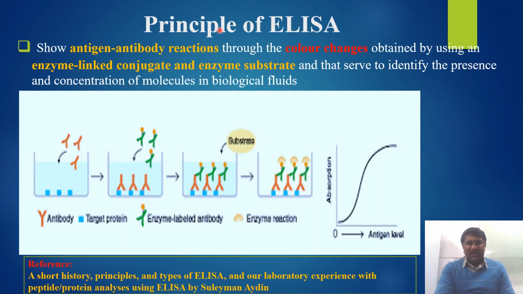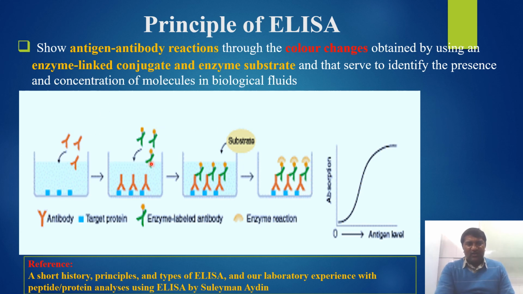So this one is the principle of ELISA. It shows the antigen antibody reaction through the color changes obtained by using an enzyme linked conjugate and enzyme substrate, and that serves to identify the presence and the concentration of molecules in the biological fluids.